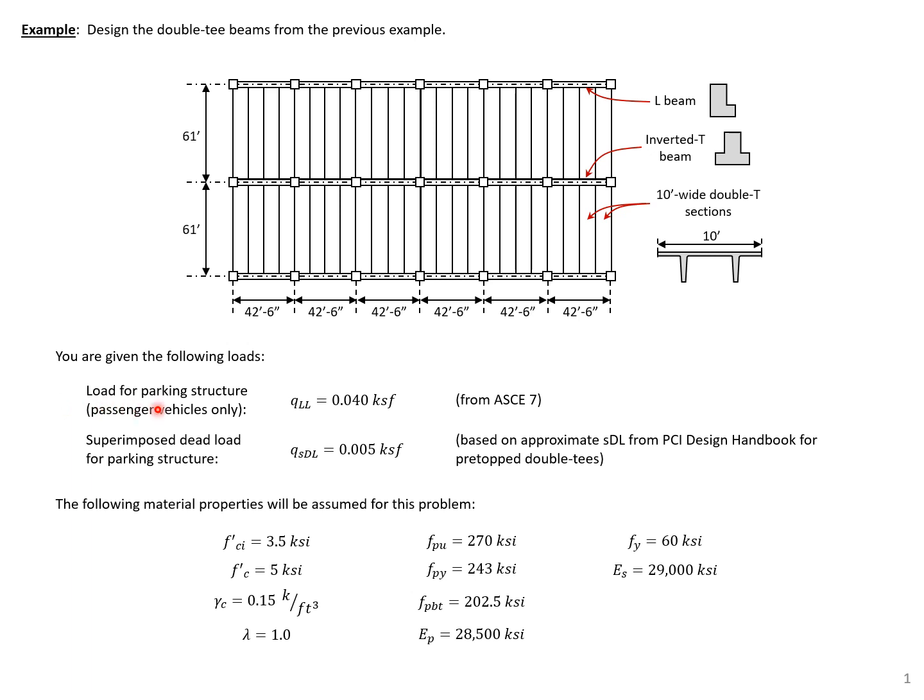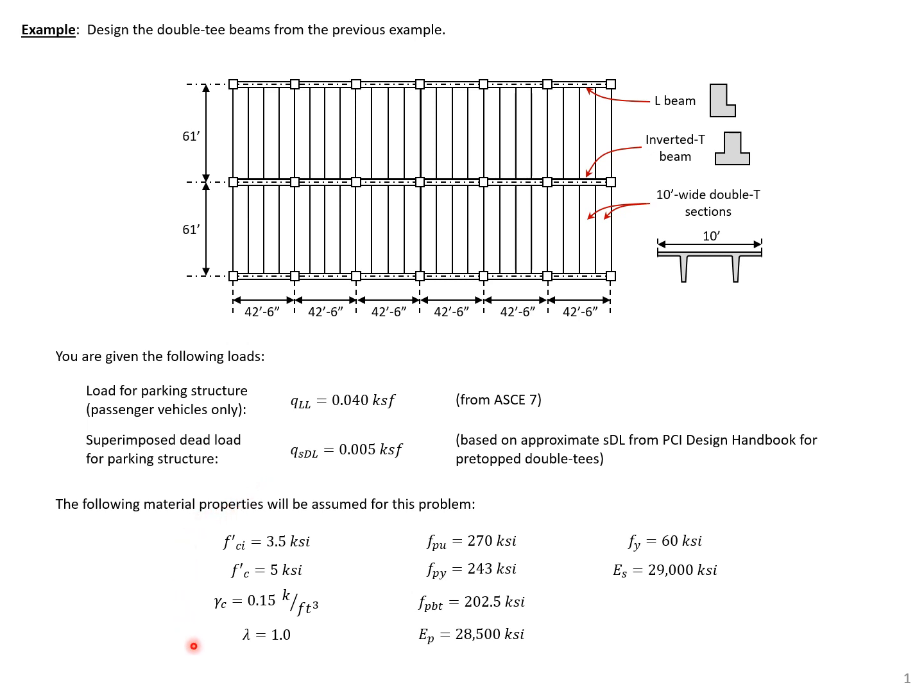Our load is given here. So our live load is from ASCE 7 for a parking structure as 0.04 KSF. And then our superimposed dead load is an approximate value from the PCI Design Handbook, which is 0.005 KSF.